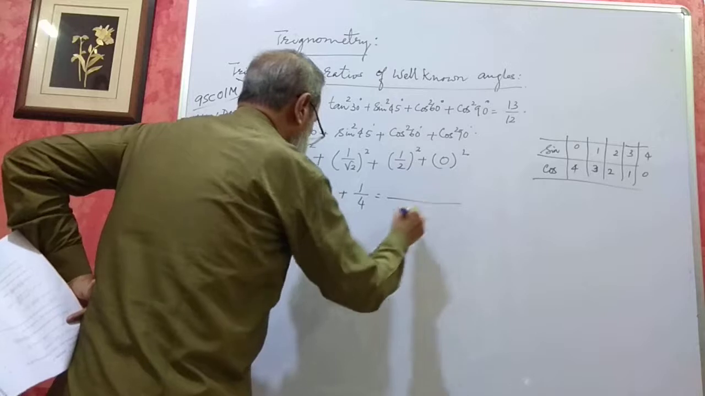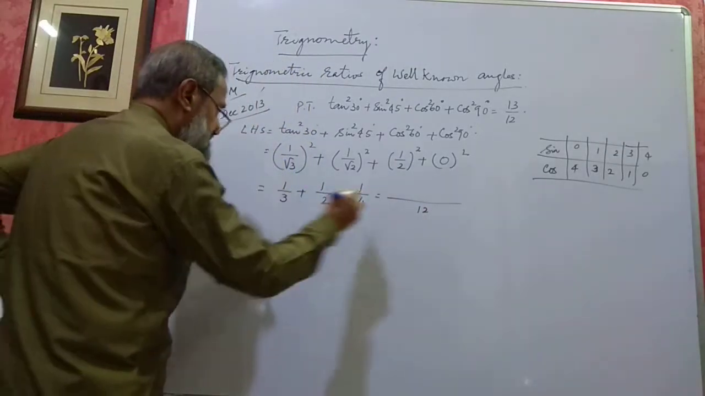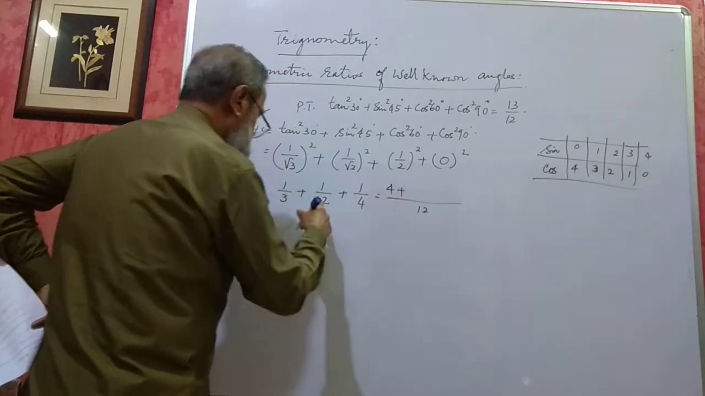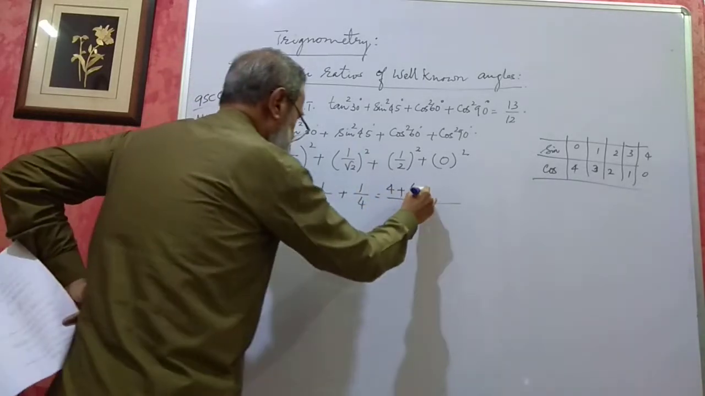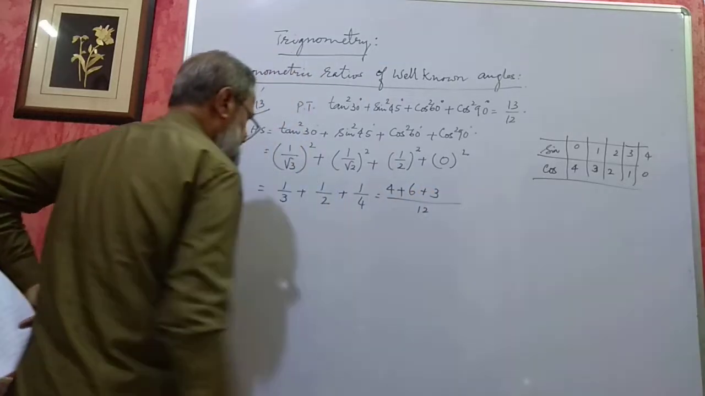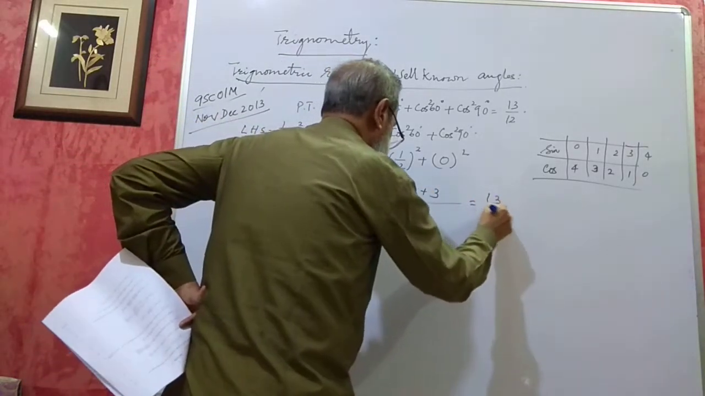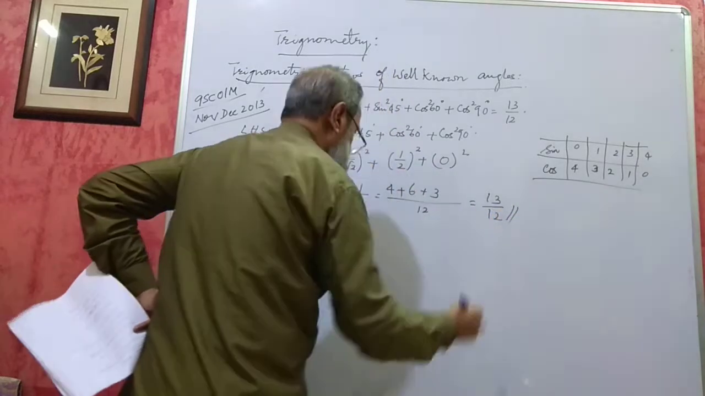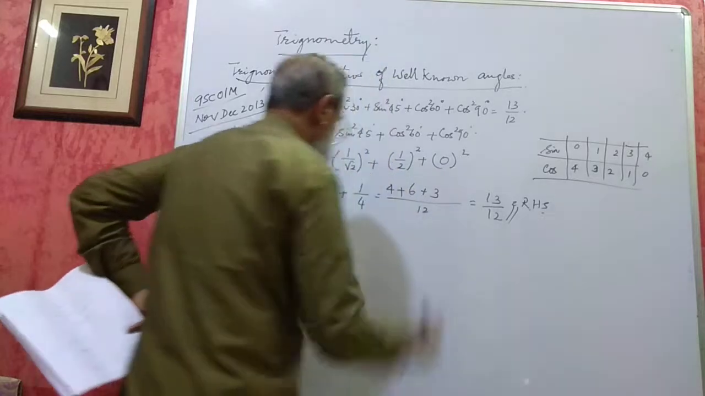Now the LCM here is 12. 3 4s are 12, 4 1s are 4, plus 2 6s are 12, 6 1s are 6, 4 3s are 12, 3 ones are 3. 4 plus 6 is 10. 10 plus 3 is 13 by 12. That is the right answer. We got the right answer, 13 by 12.